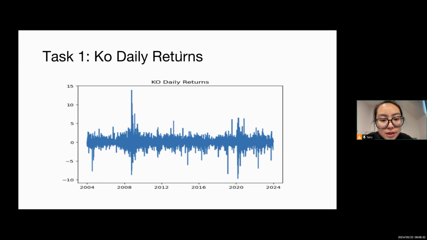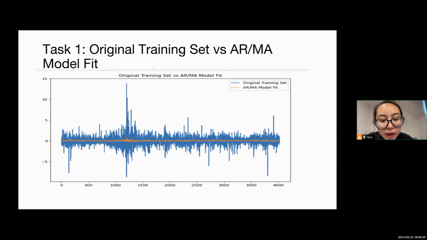Next, I chose the ARIMA model as the optimum time series model and found the most suitable model parameters for the KO stock return data by cycling through different parameter combinations and comparing AIC values. I chose to use 80% of the data as the training set because the total data length was sufficient. I fitted the ARIMA model of KO stock returns with the optimal parameters and found that the model fit well.